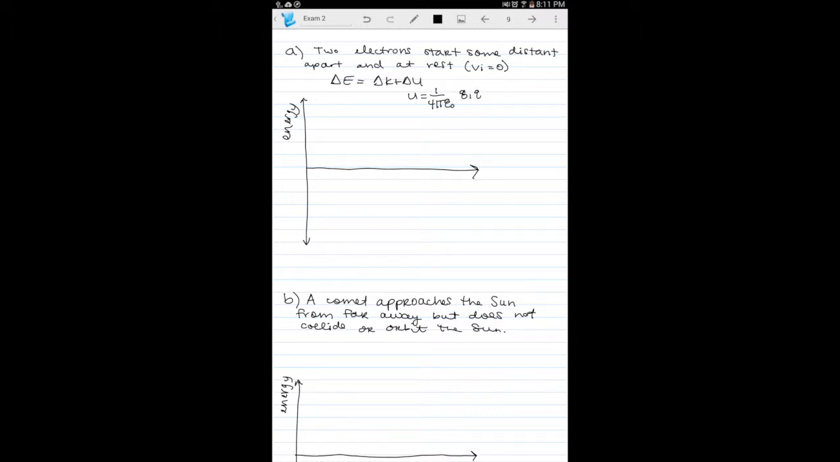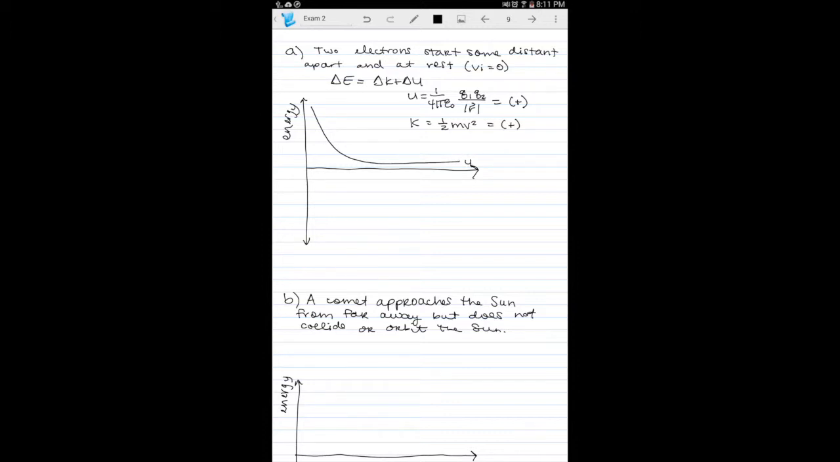And because both of our charges are negative, because we're dealing with electrons, that is going to end up being positive. And then for kinetic energy, we have 1/2 mv squared, and because our velocity is squared, that will also be positive. And then we are going to start with our potential energy, which looks like this, because the electrons start at a distance apart.